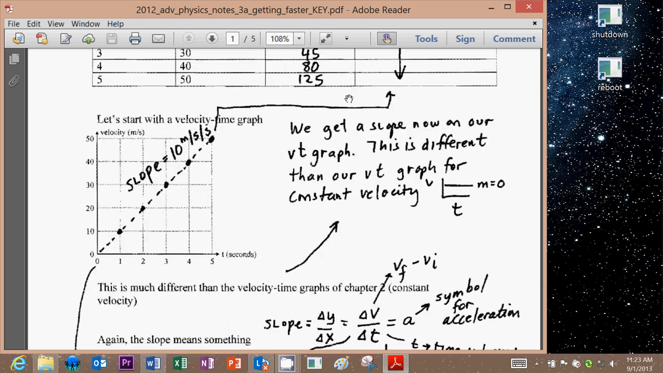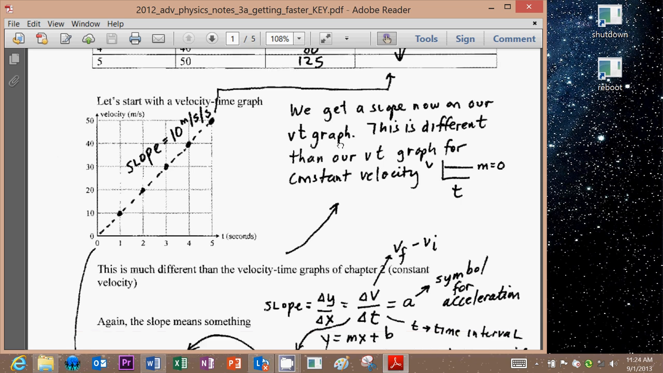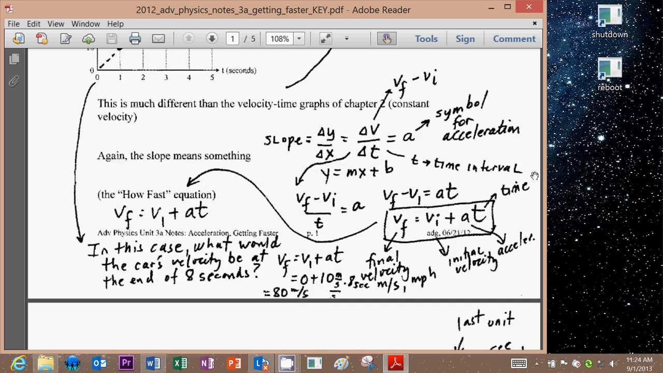Now, we started with a VT graph, and we had this car go from 10 to 20 to 30 to 40 to 50. In this case, it was meters per second. It could be miles per hour, but the velocity is changing 10 units of velocity every second. So we got a slope of 10. And kids, that's what the acceleration really is. It's the slope of a VT graph. And we were able then to come up with this how fast equation. This how fast equation then is VF equals VI plus AT.